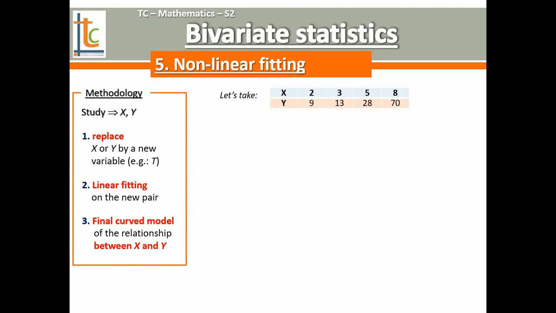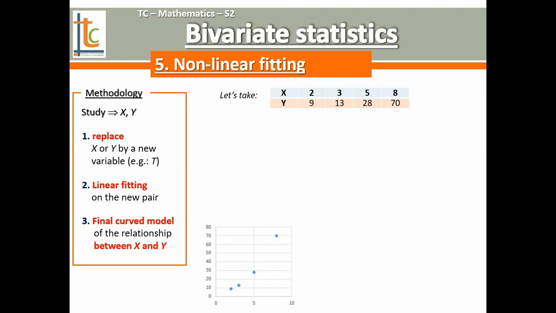Let's take the values x and y here: 2, 3, 5, 8, 9, 13, 28, 70. It seems that indeed the variations of y accelerate compared to the variations of x. Maybe. Let's graph it, and then yes, we can notice that there is a curly point cloud here and not a straight one. Of course, on so few points, we can't perform statistics. That is just for the example, to simplify the calculations.